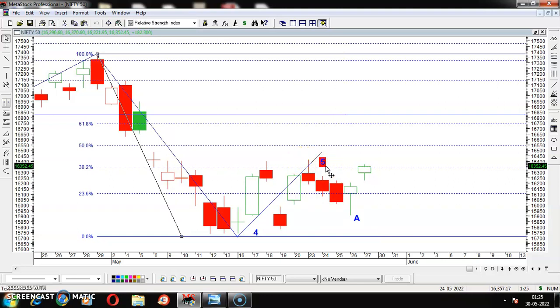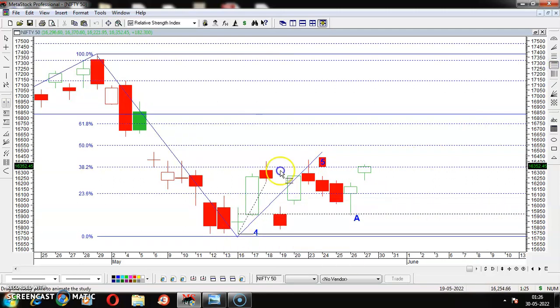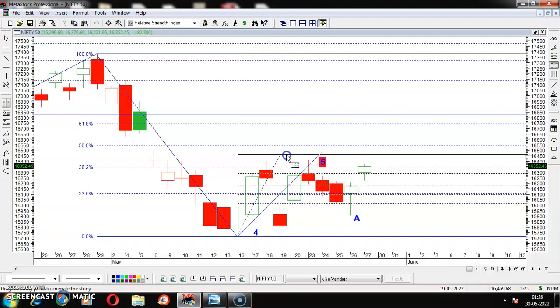The fifth impulsive wave should be 23.6% to 61.8% of the fourth corrective wave. So again you have to plot the Fibonacci retracement, so that we can easily understand this. So I'm plotting the Fibonacci retracement over here. Now this is the Fibonacci retracement, plotted, and it should be 23.6% to 61.8% of the fourth corrective wave.